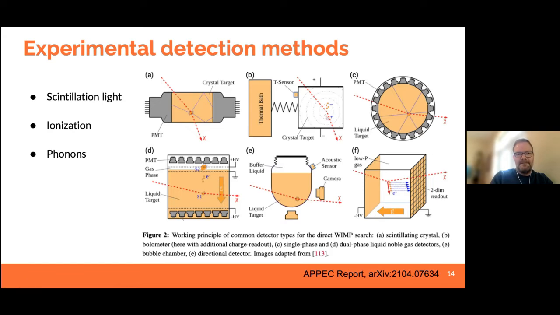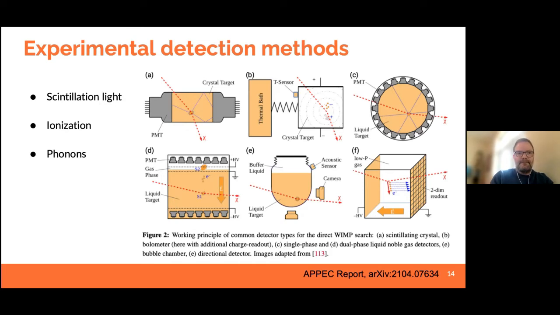in quite some detail. There are bubble chambers, where you see a signal of an interaction as bubbles emerging, and because of the target materials one can use there, they are quite sensitive to spin-dependent scattering of protons. And then something that's a little bit more in the future will be directional detectors.